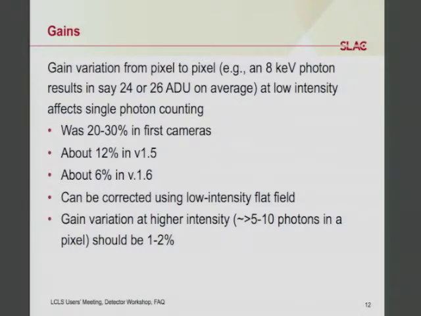The gain variations are associated with these crosstalk issues, and it turns out that when you put a lot of photons on the detector, the gain inhomogeneity goes away. So it depends on what science you're using, how you want to deal with that if you need to.